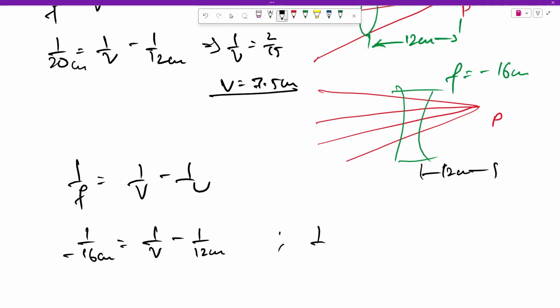Now solving this, we will get 1 by v equals 1 by 48, that is v equals 48 centimeter. So again it would be 48 centimeter to the right of the lens, and in the first case it was 7.5 centimeter to the right of the lens.